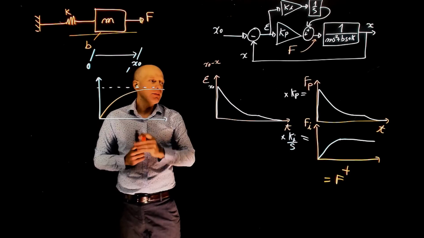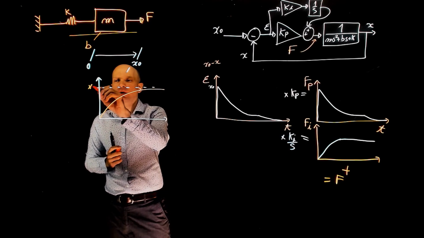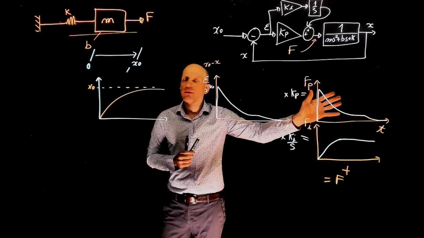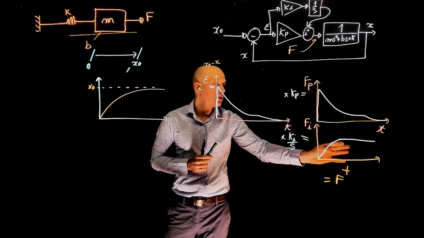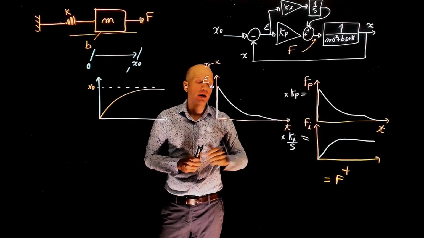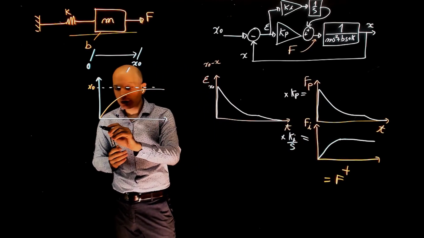such as an overdamped system like this one, reaching something close to x0, we gave this control force F to the plant. Now we have to add these two and give a lot more force to the plant, especially in the beginning. And that's where the overshoot comes from.